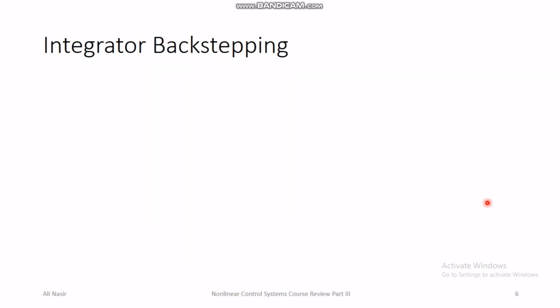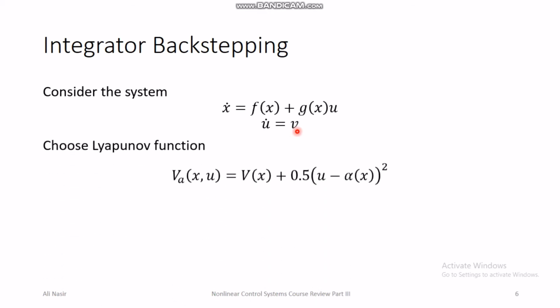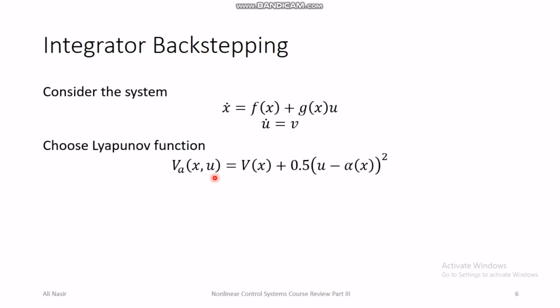Then there is also integrator backstepping. In integrator backstepping, you consider again the affine system x dot equals f of x plus g of x times u, but this time u is a state of the system, not the control input. u is the state whose derivative is equal to the control input v. Next we continue, we choose the Lyapunov function V of x. So this is a defined result in integrator backstepping.